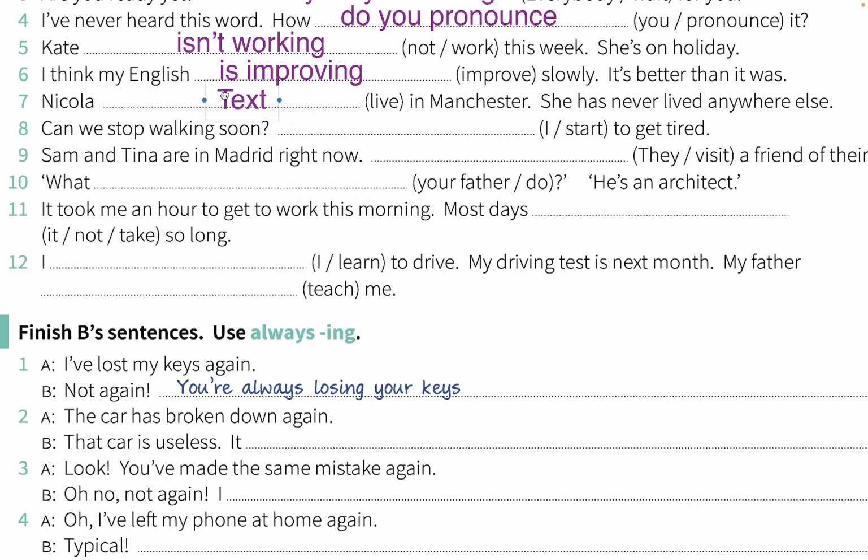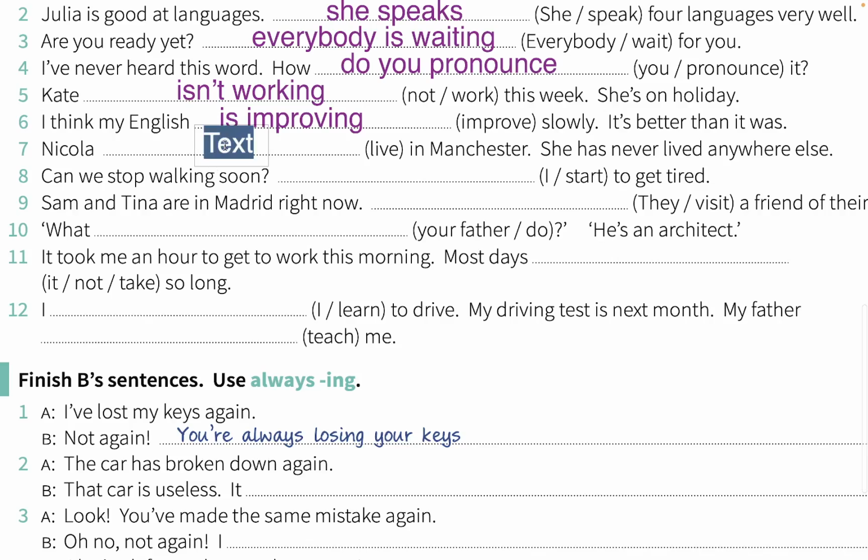Number 7. Nicola lives in Manchester. She has never lived anywhere else. So Nicola, what?